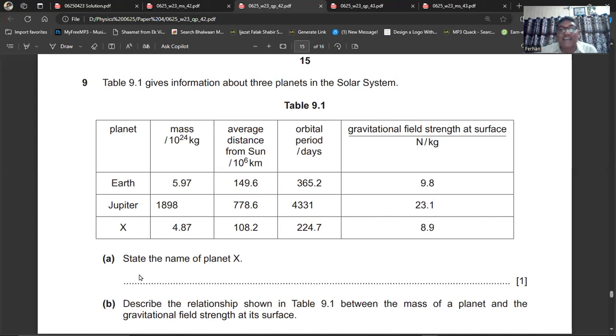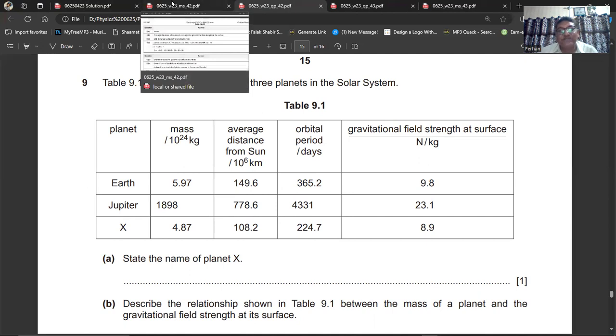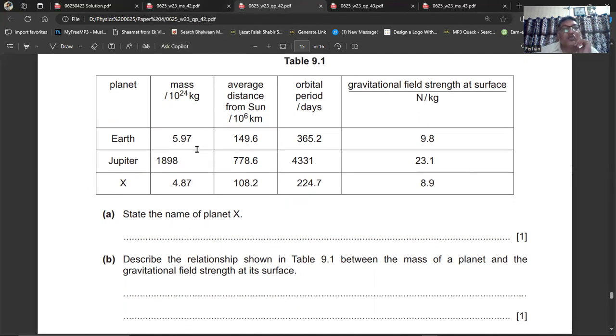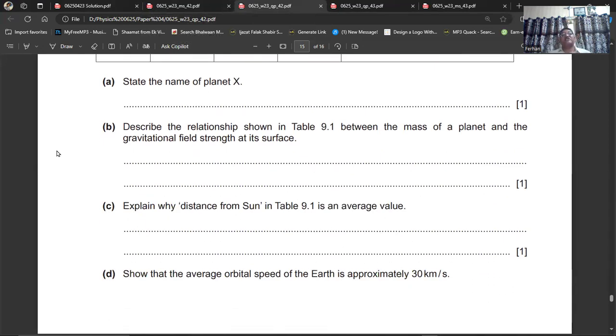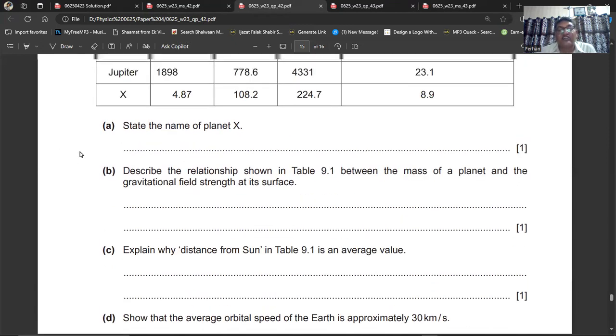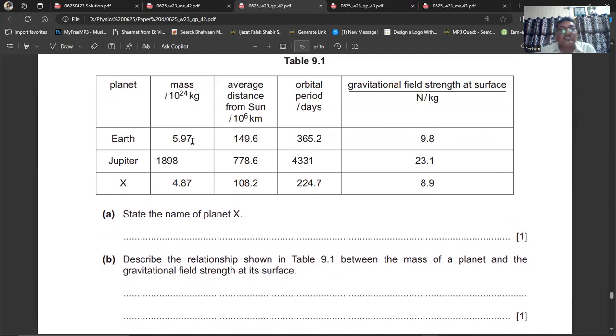Question number 9, its A part. You see the level of the question. He's asking you a question about a fact. Okay, so question number 9 is B part. He says, describe the relationship shown in table 9.1 between the mass of a planet and the gravitational field strength at its surface. So look at this. It is 5.97 × 10^24 kg. The g value is 9.8.